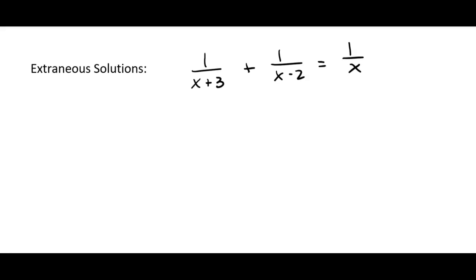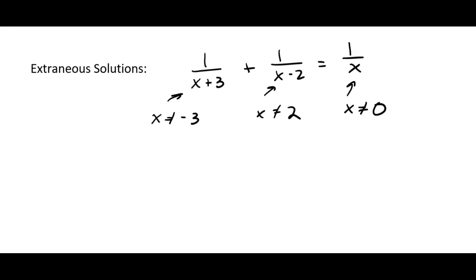So remember, we cannot divide by 0. So in this case, x cannot be -3. In this case, x cannot be 2 because it would make the denominator 0. And then in this case, x cannot be 0. Whoops, I didn't put the not. Okay, so we have 3 what are called extraneous solutions. x can't be -3, 2, or 0.